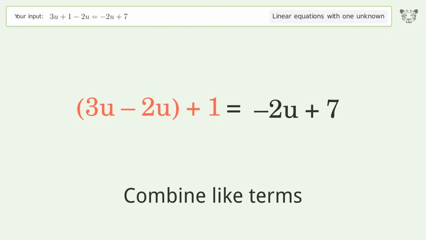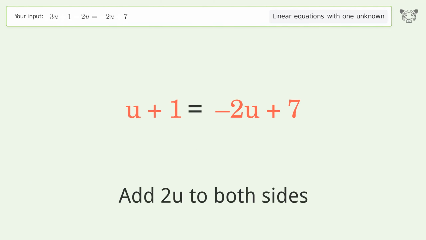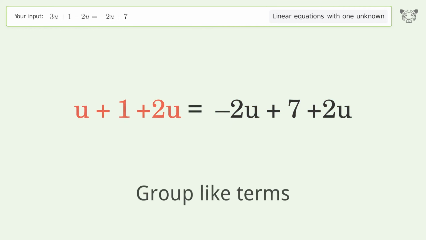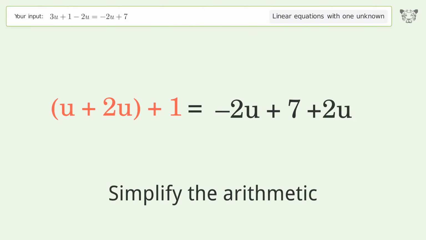Combine like terms. Group all u terms on the left side of the equation. Add 2u to both sides. Group like terms. Simplify the arithmetic.